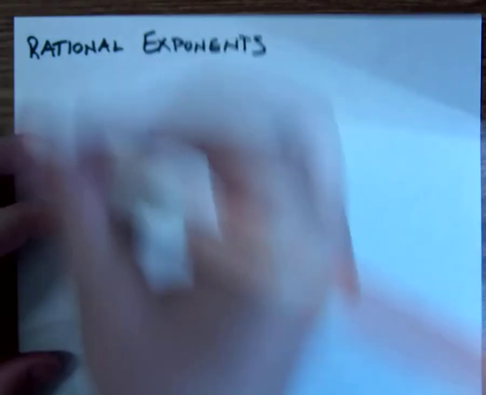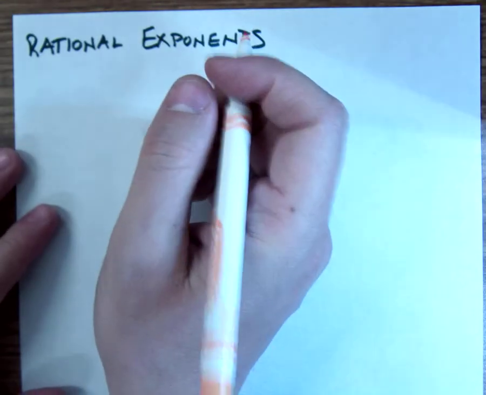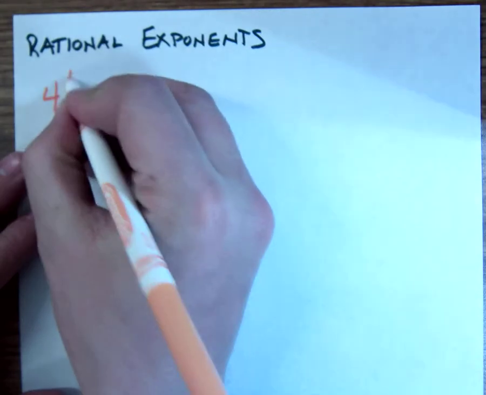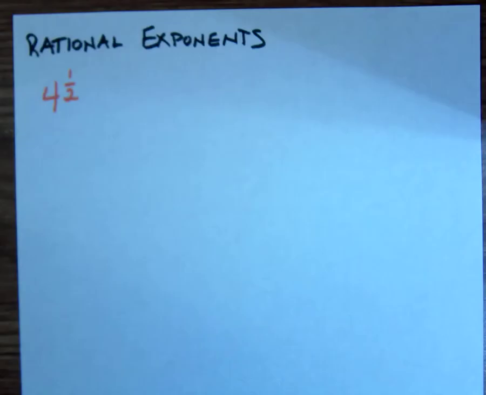Let's talk about rational exponents. Rational means fraction. So when I say rational exponents, I'm talking about something that looks like that. That's what I mean by rational exponents. The reason we're going to spend some time on rational exponents is because doing math with exponents is much easier than doing math with radicals.